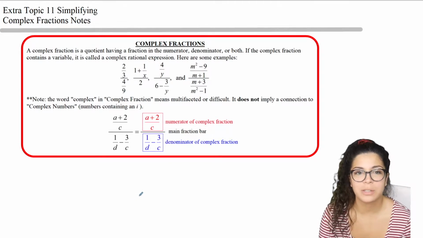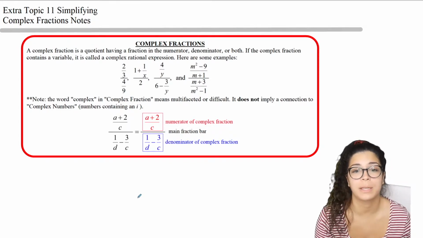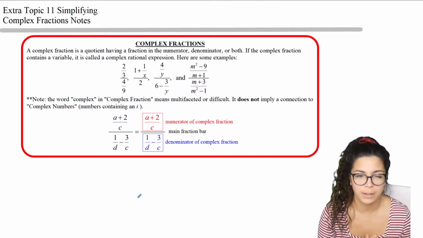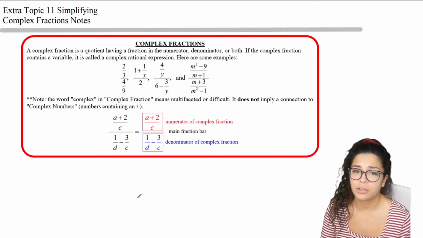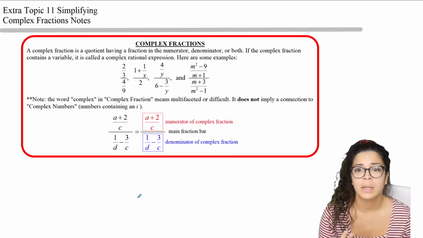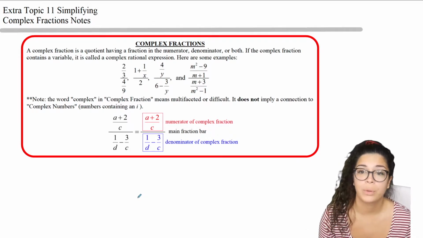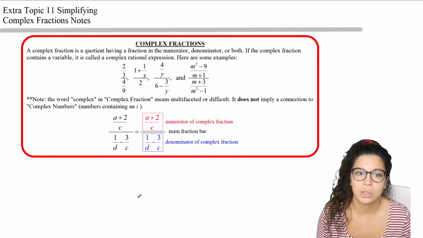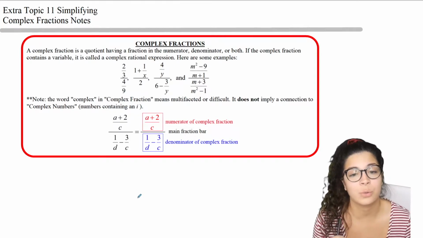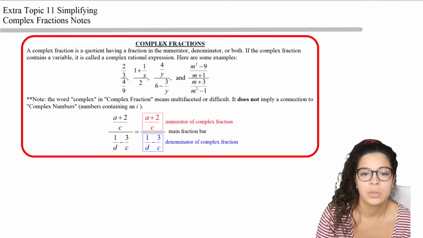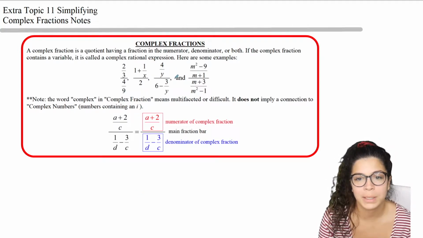So in this video, we're talking about simplifying complex fractions. Now, a complex fraction is just a quotient having a fraction in the numerator, denominator, or both. If the complex fraction has a variable in it, it's technically called a complex rational expression. So here are some examples of complex fractions.